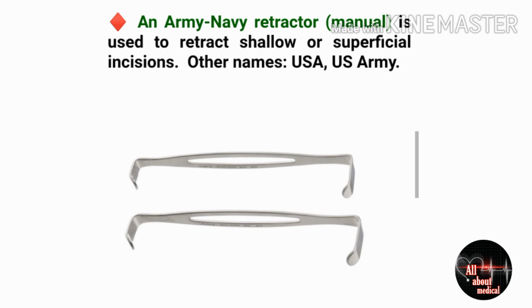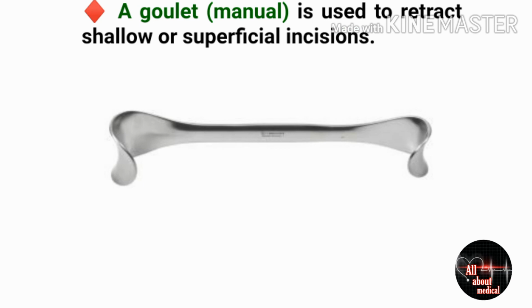And our next image is an Army Navy retractor. It is also used manually, and it is used to retract shallow or superficial incisions, and its other name is USA or US Army. And this is a Goulet. It is also used manually, and it is used to retract shallow or superficial incisions. And if you see this instrument very clearly, then you can differentiate now between the Deaver retractor and this Goulet instrument, and tell me what's the difference.